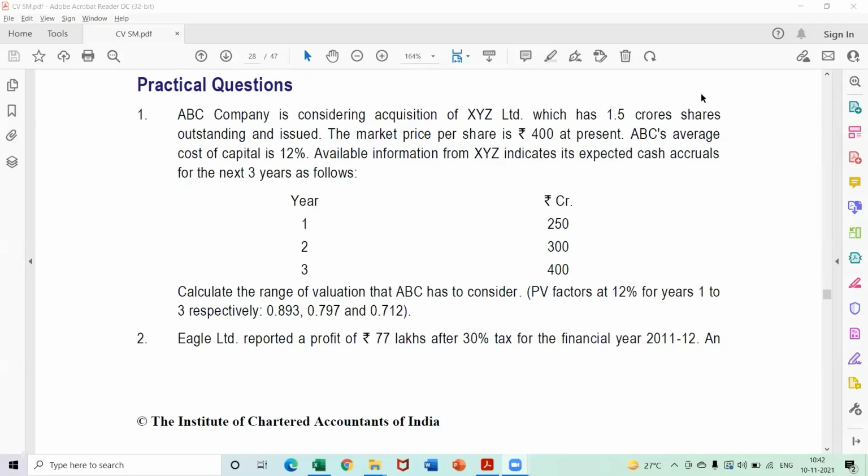Hello everyone. Let us do practical questions of corporate valuation. Please read question number 1.